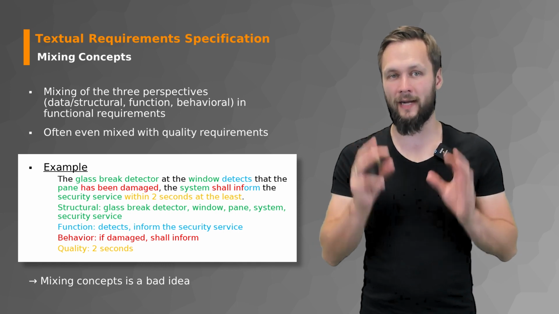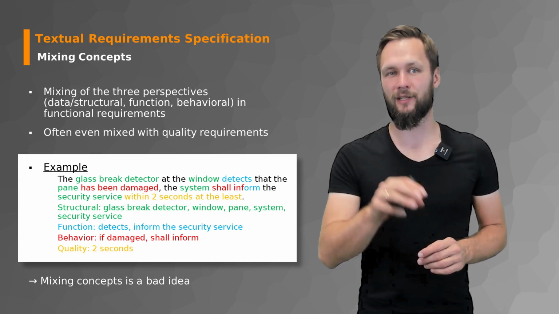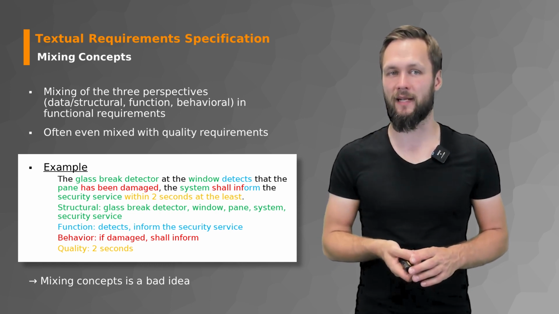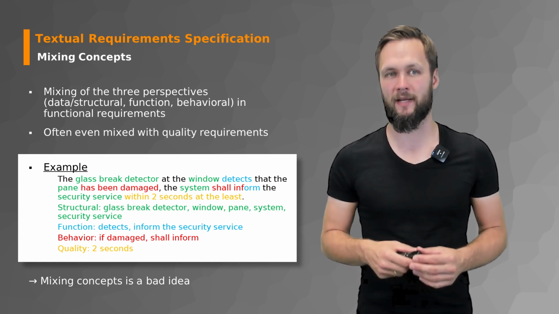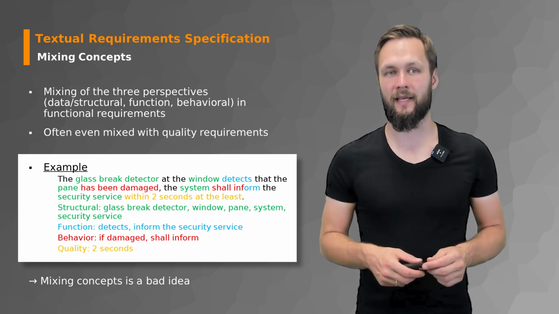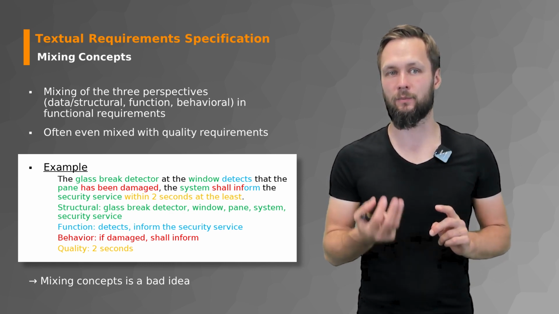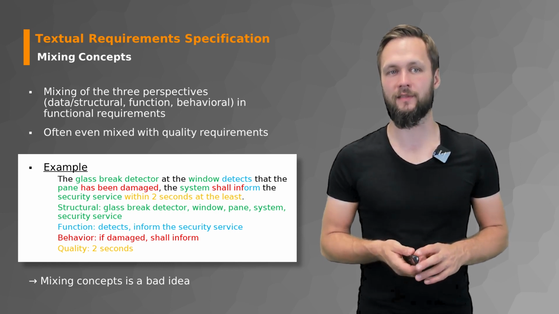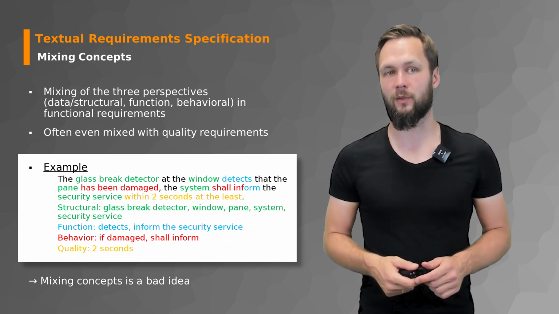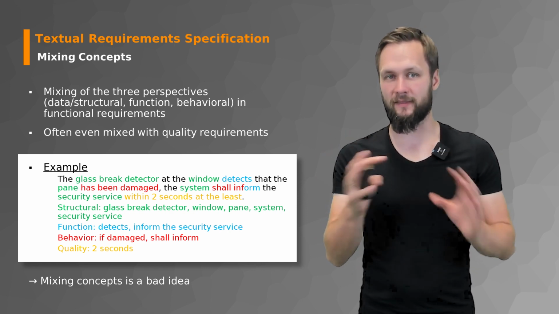And to highlight why this is getting a little bit messy here, we use color coding to show you what kind of perspectives we're mixing here and how this adds a lot of complexity, and why separating those would be much better. So everything that has this light blue color is from a functional perspective. So detecting, informing, those being the functional requirements here. Behavior, what to do if damaged, shall inform, and then the quality requirement of do it within 2 seconds. All of this in one sentence, you're mixing so many different perspectives.